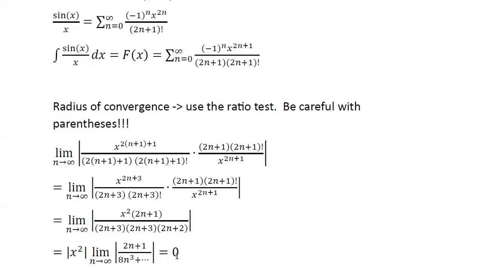Remember what the ratio test says. If the limit is less than 1, it's absolutely convergent. So this series is absolutely convergent, and it converges for all x. It doesn't depend on x at all.